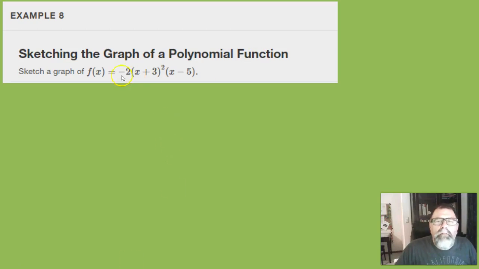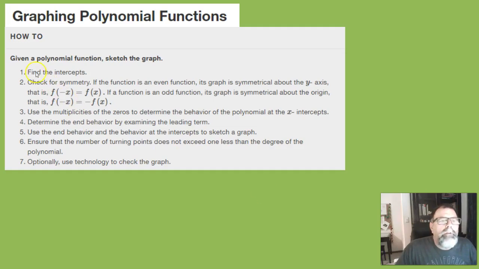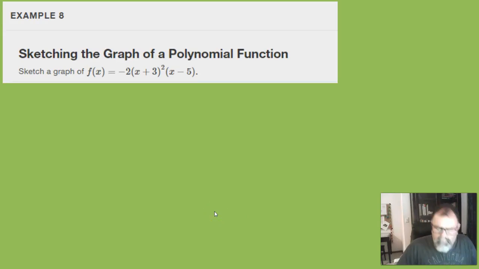Example 8, sketching the graph of a polynomial function. Sketch a graph of f of x equals negative 2 times the quantity x plus 3 squared times the quantity x minus 5. Okay, so first we want to find the x-intercepts and y-intercepts. So let's start with the easy one, y-intercepts. Well, I guess if it's factored, the x-intercepts would be easier.